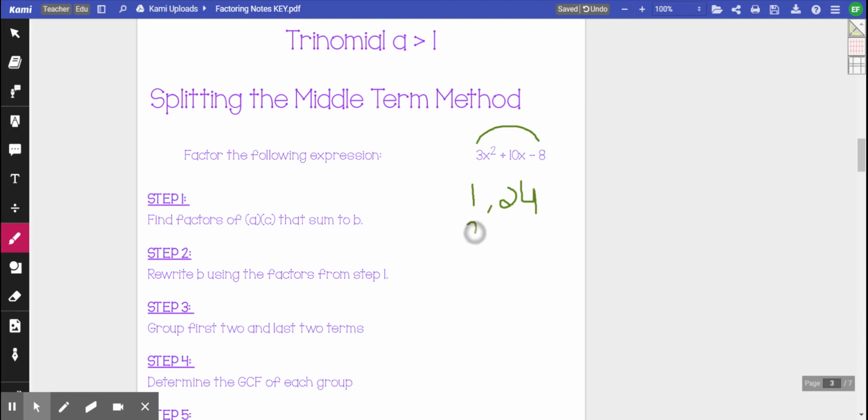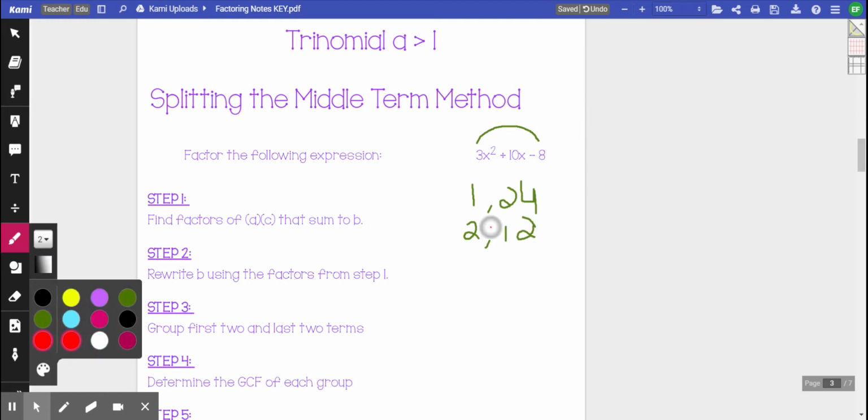So I like to list all my factors out in order. That way I don't miss anything. So 1 and 24, 2 and 12, of which I can actually stop right there because with 2 and 12, if I make my 12 positive and my 2 negative, I know negative 2 times positive 12 is going to give me my negative 24, and negative 2 plus 12 will give me my 10, which is exactly what I'm looking for.